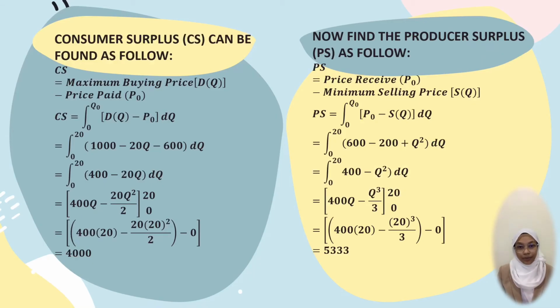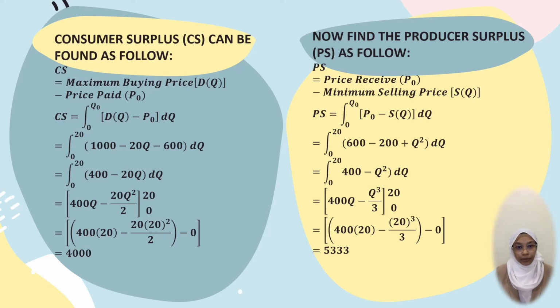Next, the consumer surplus can be found by subtracting the price paid from the maximum buying price. So now, we put the demand equation given before into the formula, like this. So, we get the consumer surplus is 4,000.